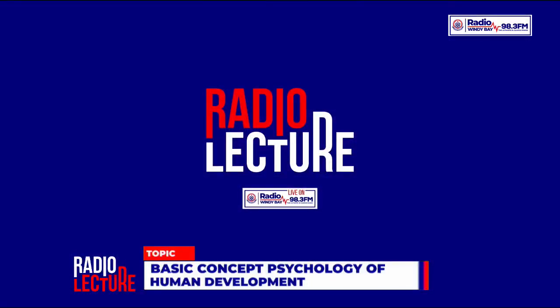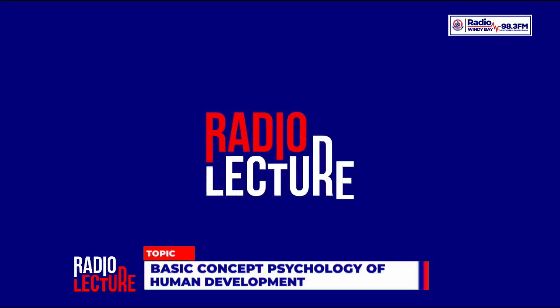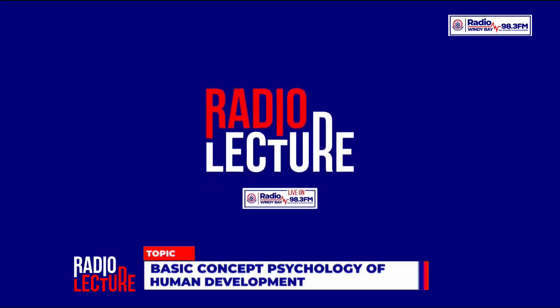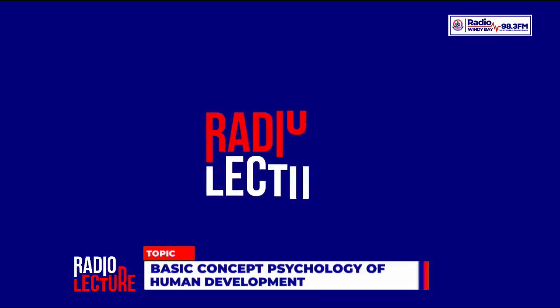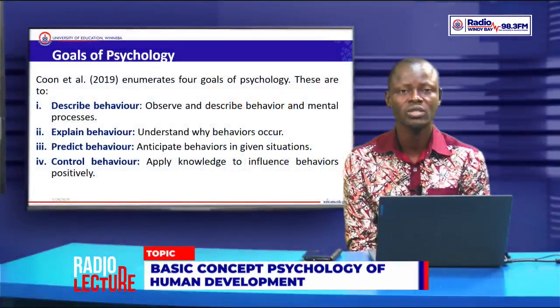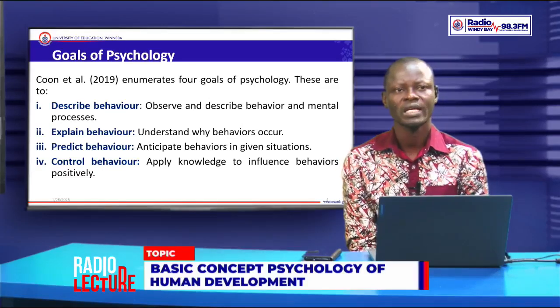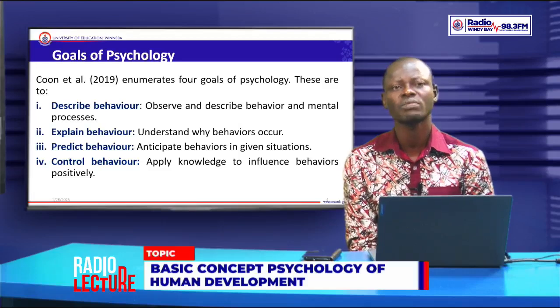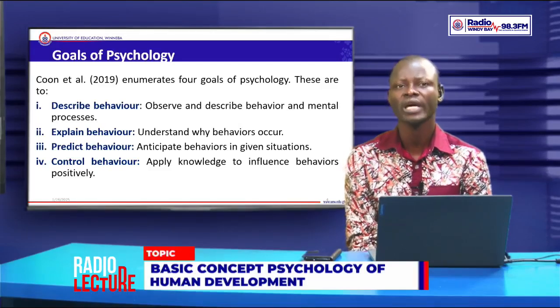Now, we want to find out the various goals of psychology, which is very important. There are some key goals that we want to actually focus on for this semester and for the sake of this course. And the goals are going to be classified as four. First of all, we look at describing behavior as one of the paramount goals of psychology. And we understand that psychology deals with how we observe and describe behavior and mental processes. The second one is that we are looking at how to explain behavior. And psychology helps us be able to understand why behavior occurs the way it does.